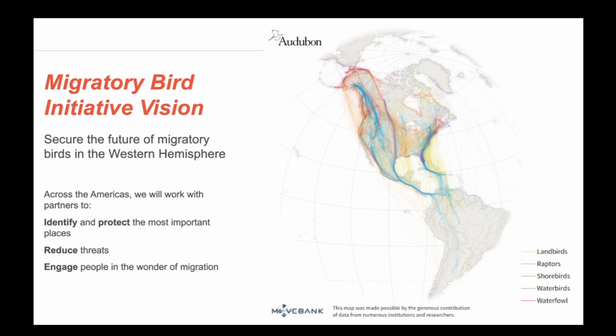First, a little bit about the Migratory Bird Initiative. The vision of the initiative is to secure the future of migratory birds in the Western Hemisphere. Across the Americas, we will work with partners to identify and protect the most important places, reduce threats, and engage people in the wonder of migration.